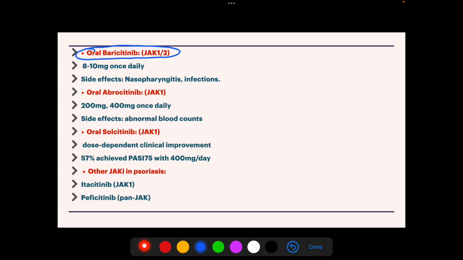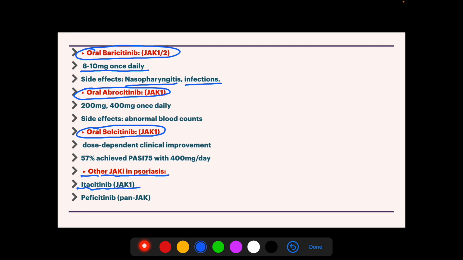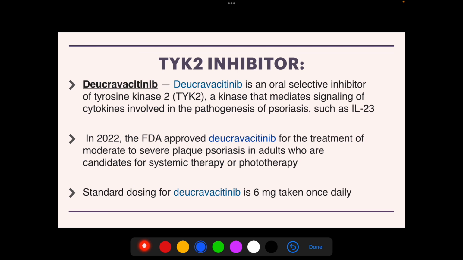Oral Baricitinib is a JAK1 and 2 inhibitor, 8 to 10 mg once daily, with nasopharyngitis and infections as side effects. Oral Abrocitinib is a selective JAK1 inhibitor, and oral Solcitinib is also a selective JAK1 inhibitor. Other JAK inhibitors in psoriasis are Itacitinib, a JAK1 inhibitor, and Peficitinib, a pan-JAK inhibitor.